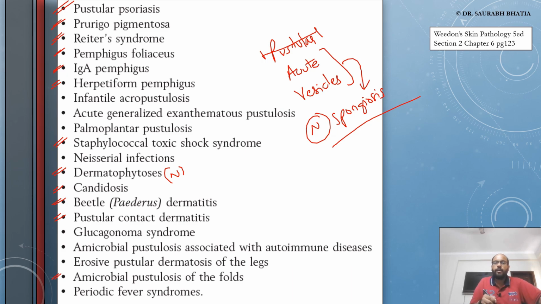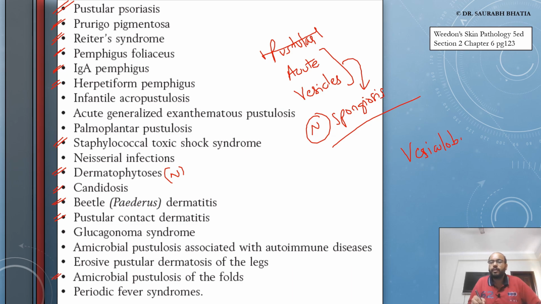Now these are the disorders that will show neutrophilic spongiosis. You have pustular psoriasis. Again, pustules are there. Remember, psoriasis in early lesions can show spongiosis, and if it is of the pustular variety, it will show neutrophilic spongiosis. Prurigo pigmentosa, reactive arthritis, pemphigus foliaceus, IgA pemphigus, herpetiform pemphigus. I'm not going to read everything. Staphylococcal skin, toxic shock syndrome. Dermatophytes. Remember, any acute infection will have neutrophils.